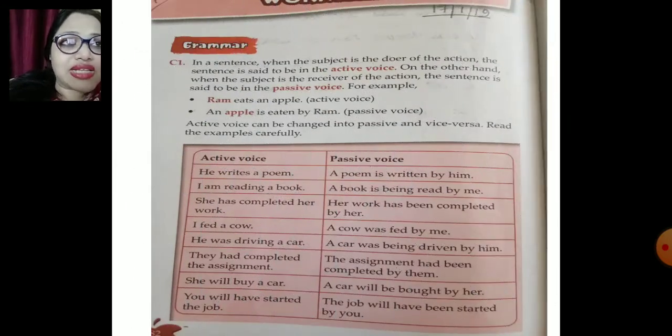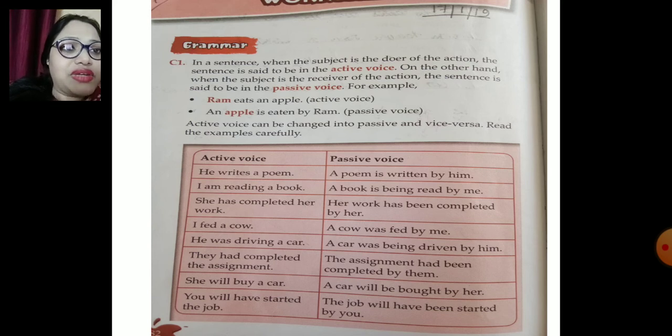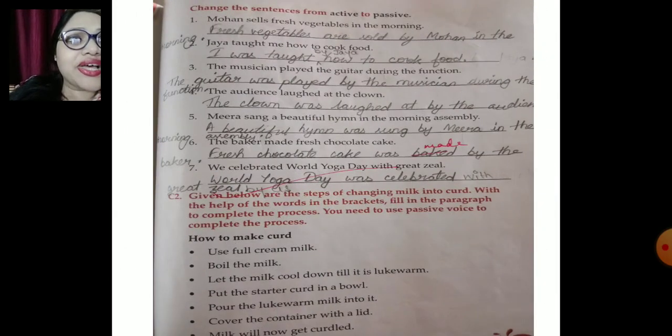Here you can see that in your workbook, worksheet number 2 deals with active and passive voice. So as I have told, in active, the subject is the focus; in passive voice, the action is the focus. Ram eats an apple, an apple is eaten by Ram. So here are a few more examples given, like he writes a poem, a poem is written by him. I fed a cow, a cow was fed by me. Similarly, few more examples are given over here. Next, you have got this exercise. Change the sentences from active to passive voice.